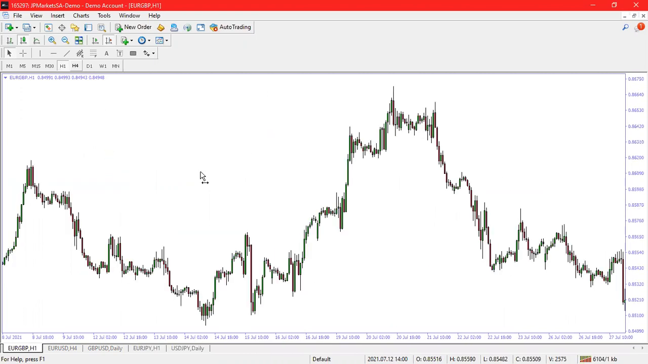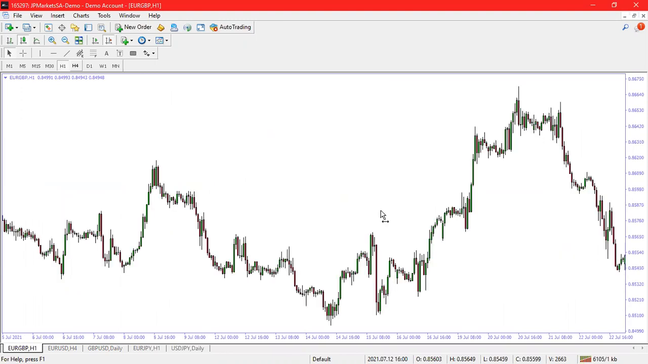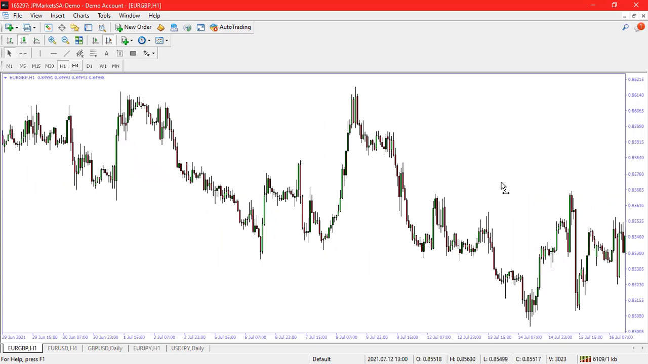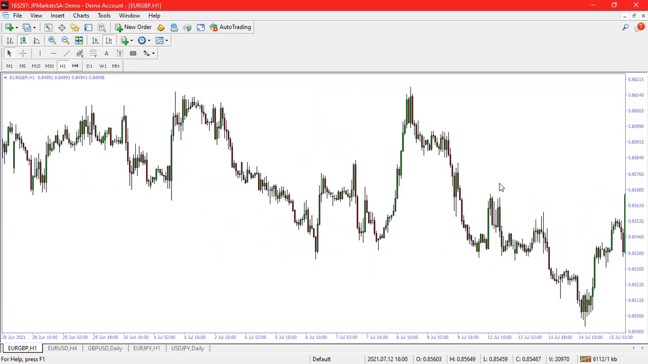It works on every time frame, guys. Remember, it works on every time frame, so you don't have to rush for time frame. But it's best for you using it on H4, H1, maybe at least even 15 minutes.